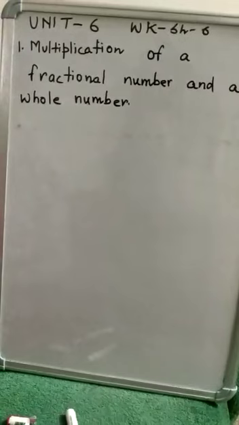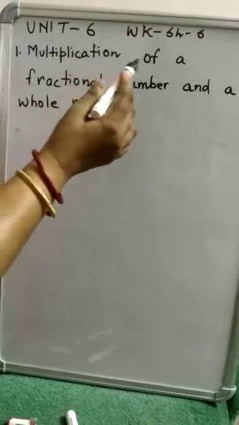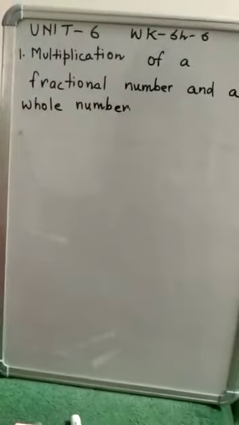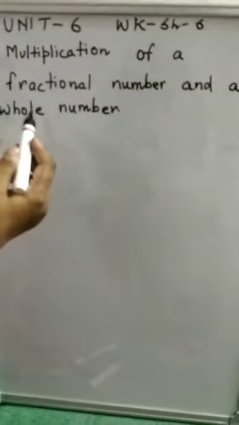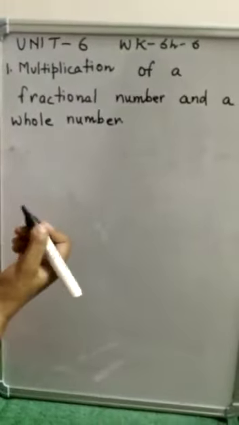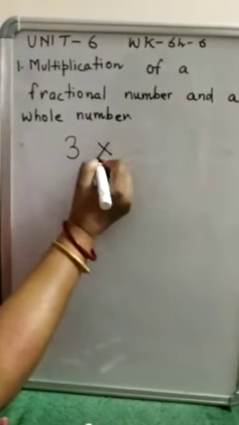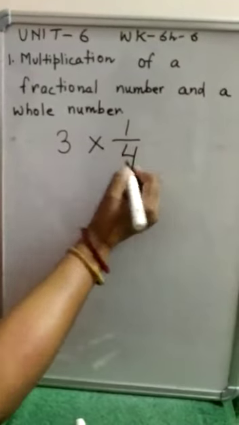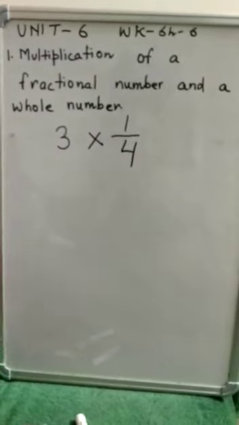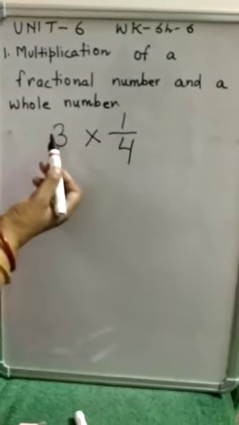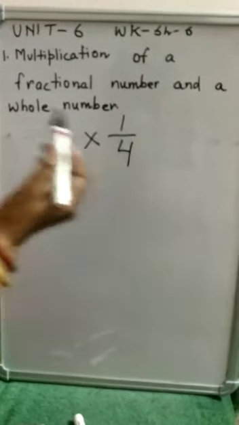Children, today I am going to start worksheet number 6 of Unit 6. The topic is multiplication of a fractional number and a whole number. So here let us start with the example 3 into 1 by 4. Here 3 is a whole number and 1 by 4 is a fractional number. What is the meaning of 3 cross 1 by 4? It means it is 3 times of 1 by 4.